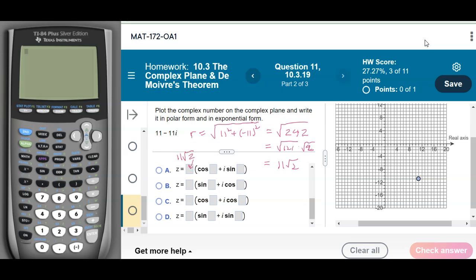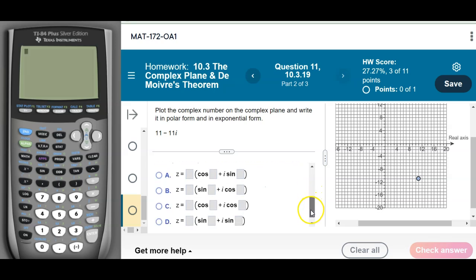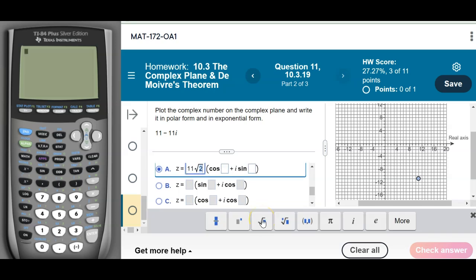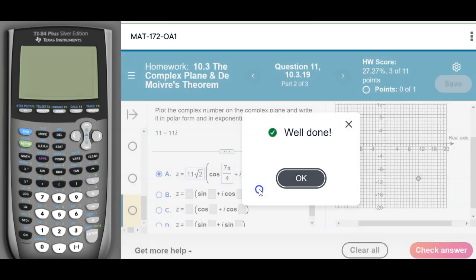Alright, and then if I am in quadrant 4 and the x and y coordinates are opposites, so positive 11, negative 11, if you look on your unit circle, that is 315 degrees, or equivalently 7 pi over 4 radians. So that's the angle, or what we call the argument when we're doing polar forms of complex numbers. So those are the values that are going to go in here. Alright, use angle measures greater than or equal to 0, less than 2 pi. So we're not using degrees, so we are going to use the 7 pi over 4. So I'm going to click A. That was 11 times the square root of 2, and inside that's going to be 7 pi over 4 for both of these. So that's the polar form.